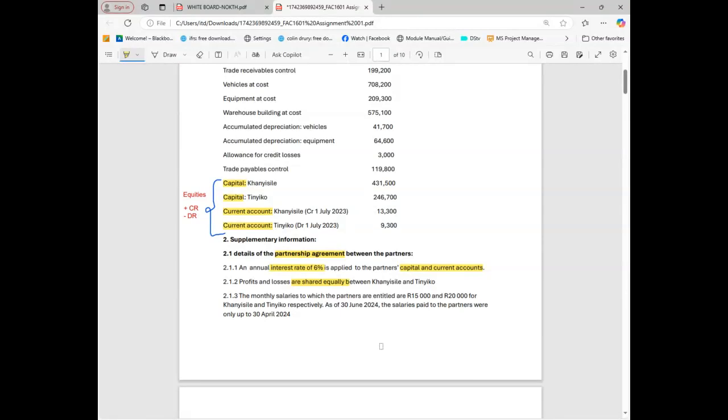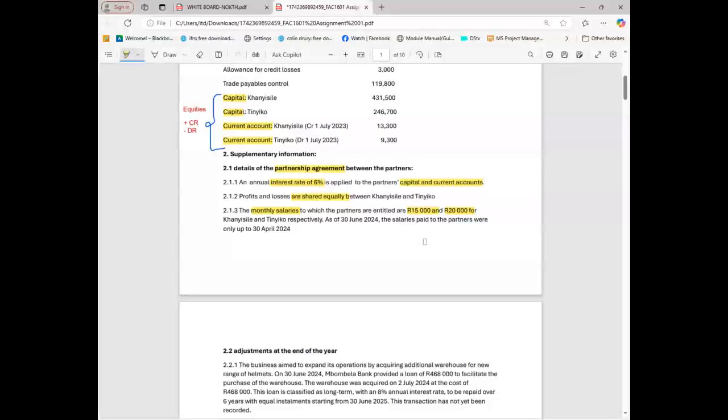They also agreed on the salaries, and each partner is entitled to a monthly salary of 15,000 and 20,000 respectively, meaning 15,000 is for Kanyisile and 20,000 per month is for Tiniko. They say as of the 30th of June, the salaries were paid up to 30 April.